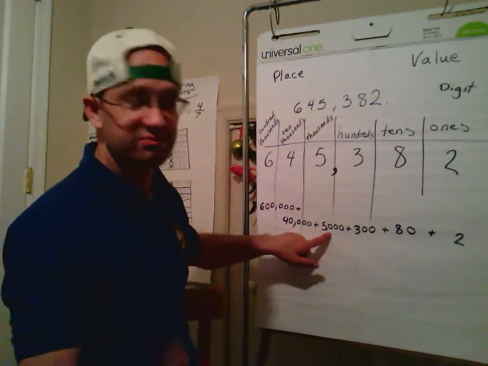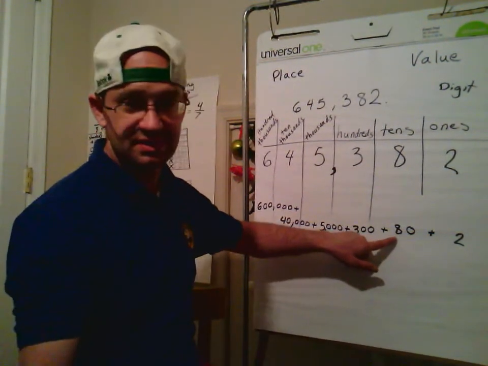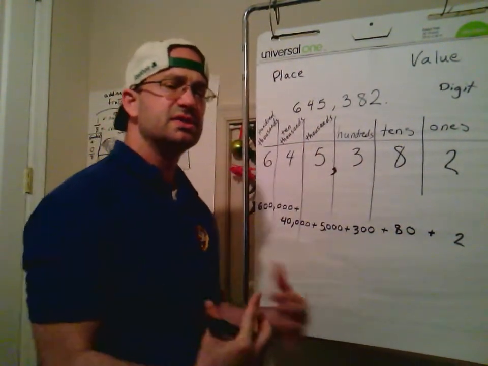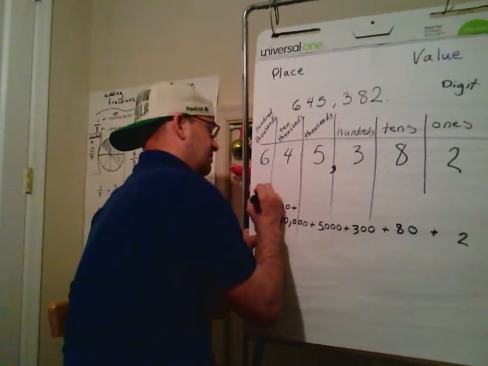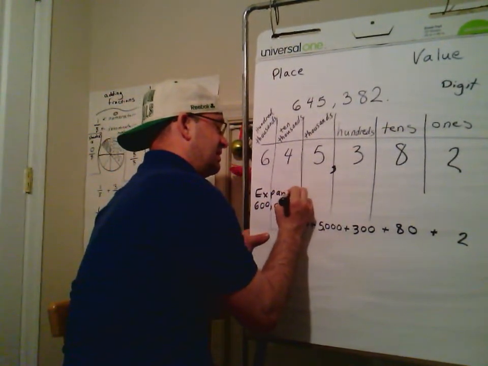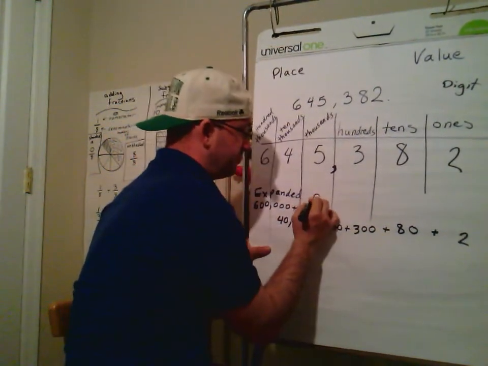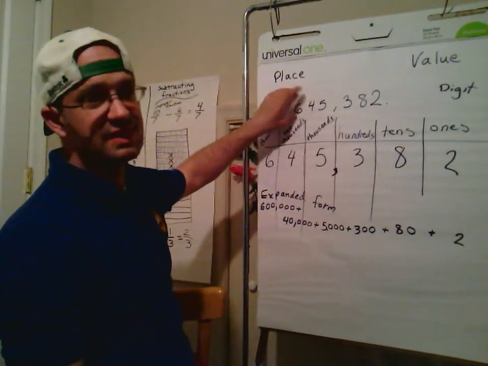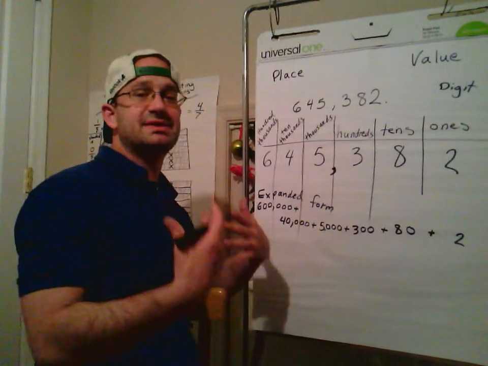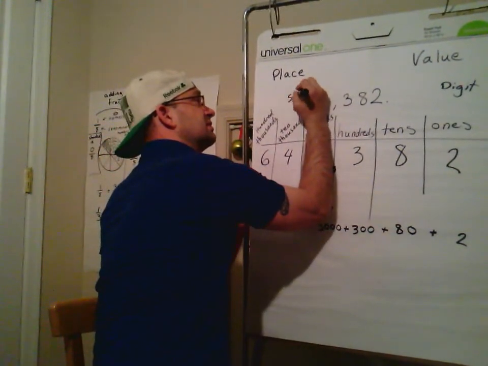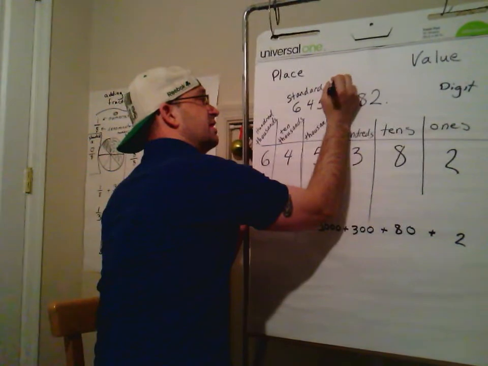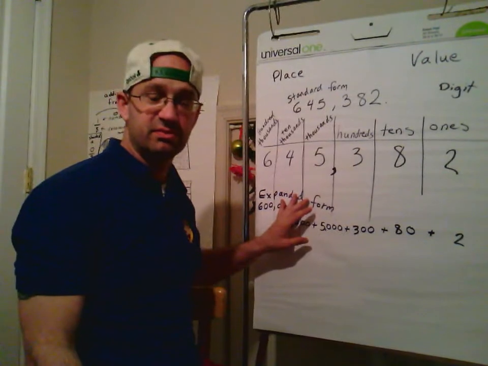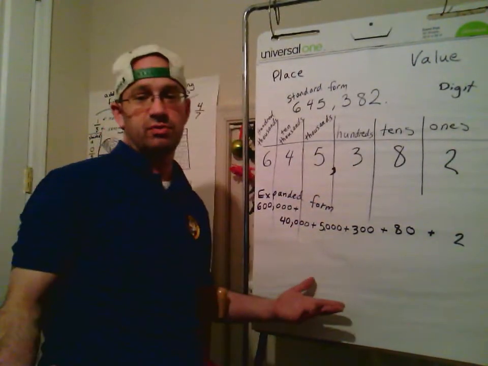40,000 plus 5,000 plus and so on. I am expanding this number, and this is called expanded notation, expanded form. Now, we started here. That's just standard. It's just how it looks. It's standard, so that would be its standard form. So here we just stepped back. We looked at our standard form, our expanded form. We could do word form. You just write it out in words.